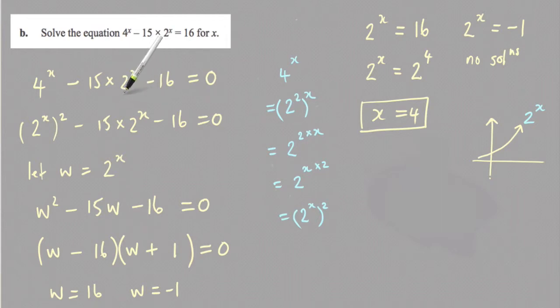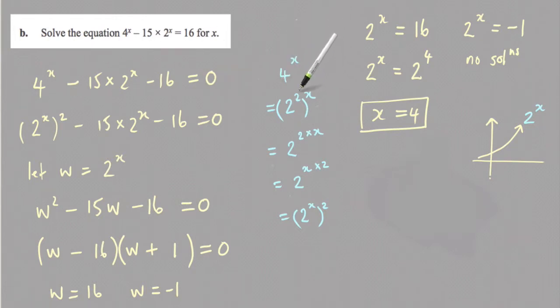So this is 15 times 2 to the x. Somehow you've got to make this into 2 to the x to some power, and then the whole thing will become a quadratic function, or a quadratic equation of that whole equation, if you like. So I've shown the steps of that here.